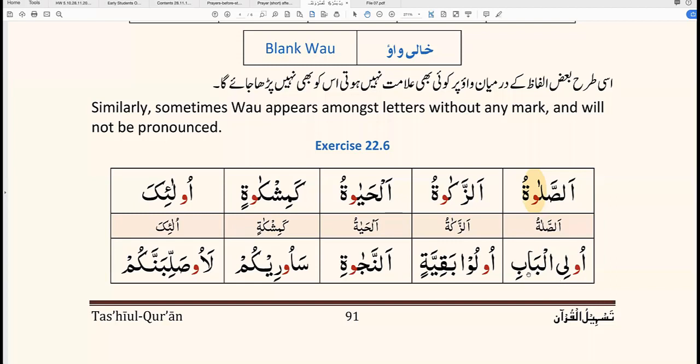Ulil babi. Ulu baqiyatin. Mashallah, very, very nice, okay? Try and make that thicker and heavier. Ulu baqiyatin. Very, very nice. An-najati.